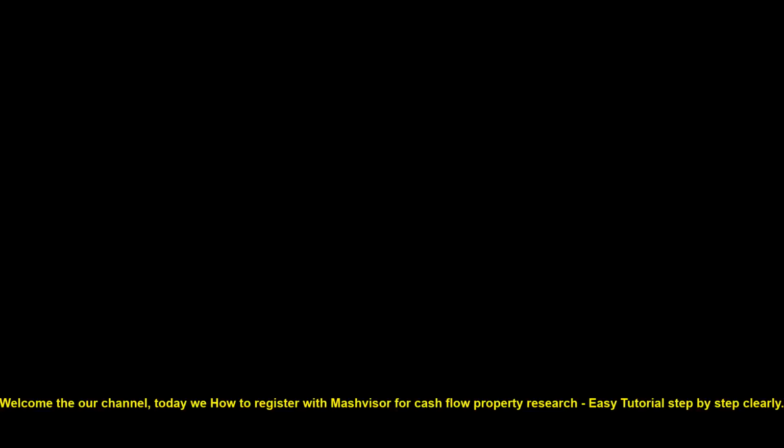Welcome to our channel. Today we show how to register with Mashvisor for cash flow property research, an easy tutorial step by step clearly. Visit the Mashvisor website. On the homepage, locate the sign up button, usually found in the top right corner. Click on the sign up button to start the registration process.